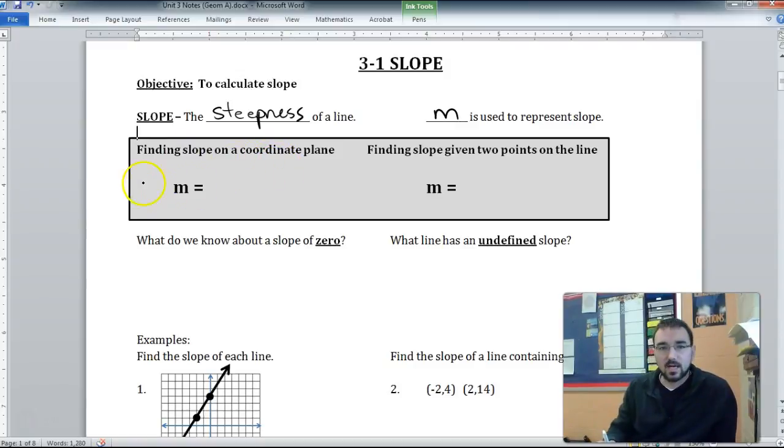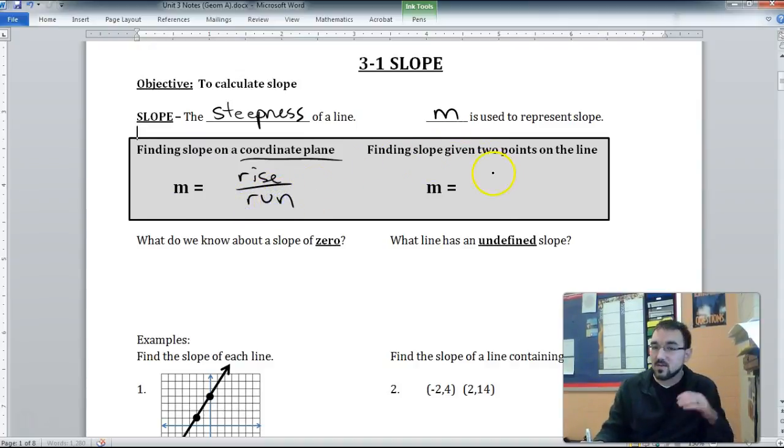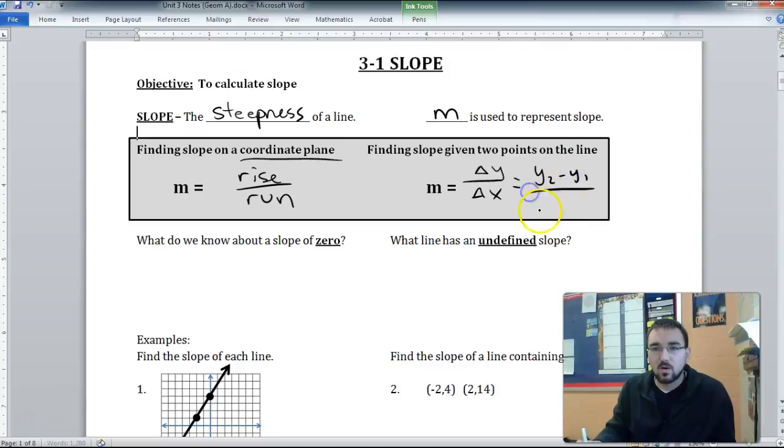Finding slope in a coordinate plane. This is on a graph. We're going to use rise over run. Finding slope given 2 points on a line. If I have 2 points on a line, I have this little formula that I know of, which is delta y over delta x. Whoa, Mr. Korb, what are you talking about with this delta thing? Well, delta is Greek. It just means change in this case, so change in y over change in x. So we do have a formula, which is y2 minus y1 over x2 minus x1.